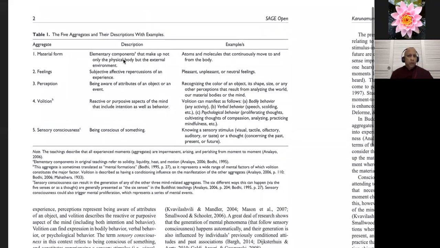Of these five aggregates, perception, to me personally, is most interesting. Why? Because it is perception that helps us to understand the function of ourself, or the streaming of ourself, more clearly. It is in fact perception that helps us to see the difference between the subjective approach and the objective approach.